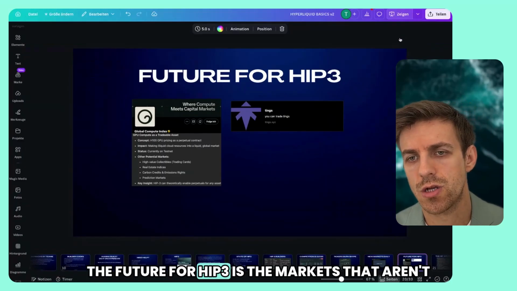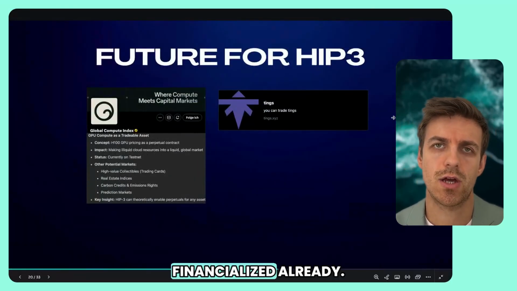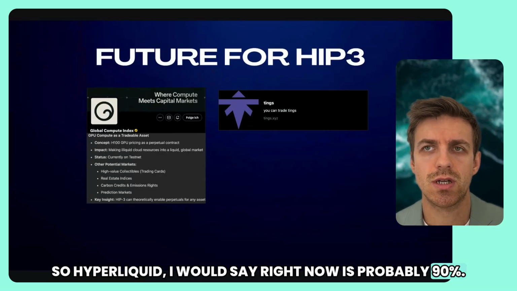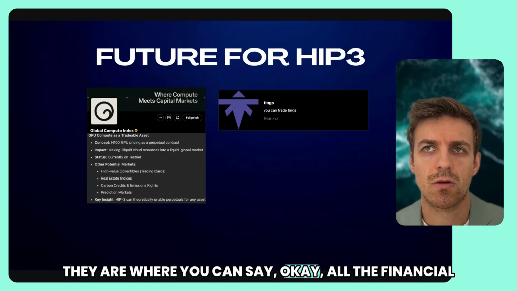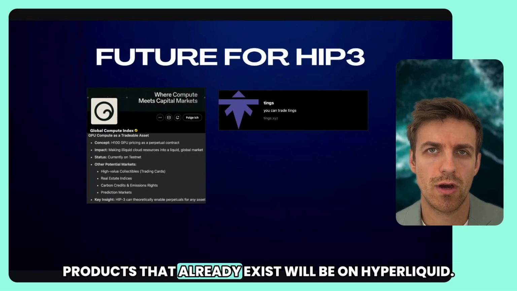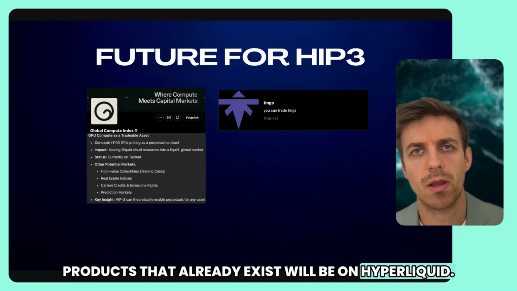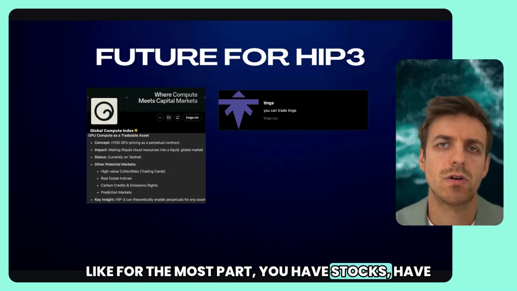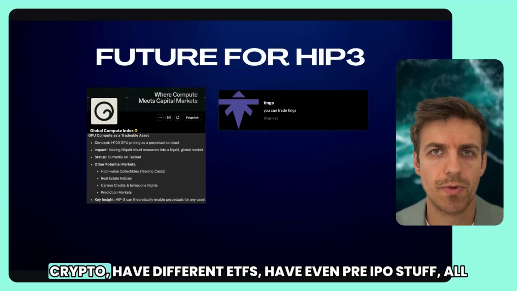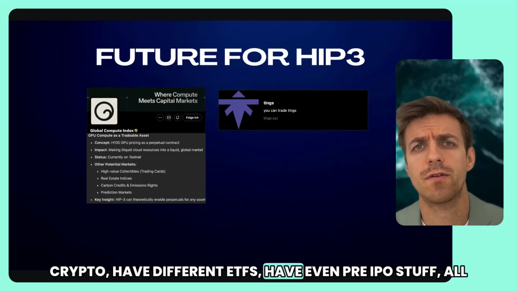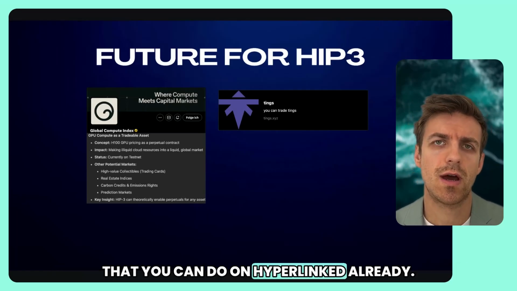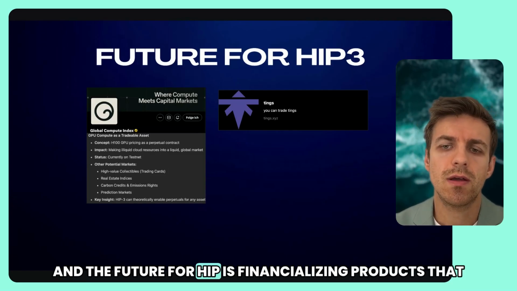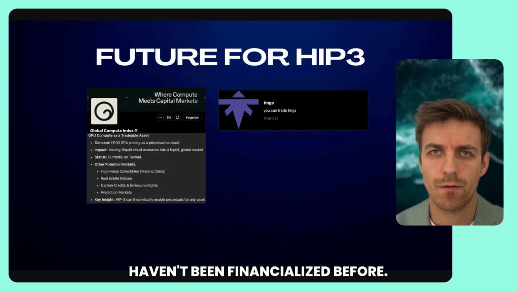The future for HIP-3 is the markets that aren't financialized already. Hyperliquid, I would say right now, is probably 90% there, where you can say, okay, all the financial products that already exist will be on Hyperliquid. There is some niche stuff that's still not there, but for the most part, you have stocks, you have commodities, you have crypto, you have different ETFs, you have even pre-IPO stuff, all that you can do on Hyperliquid already. But now the question is, okay, what's next? And the future for HIP is financializing products that haven't been financialized before.